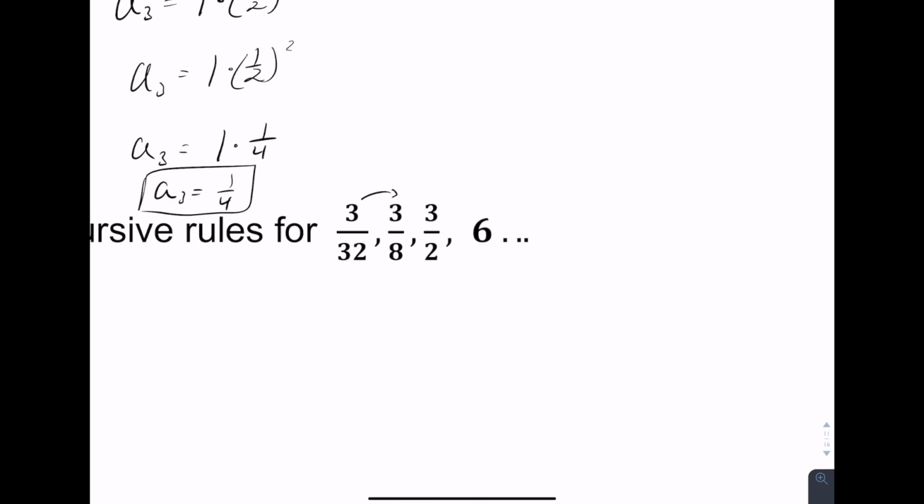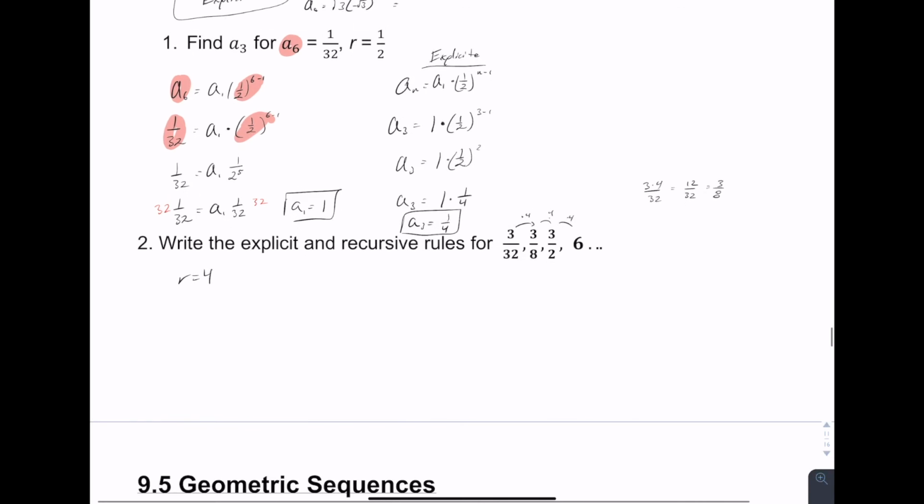3 over 32 times 4, that gives me 12 over 32. And simplified, that's 3 over 8. So there we go. So it's always times 4. Okay, so then I know that r equals 4. So hip hip hooray. And now explicit is pretty simple to write.